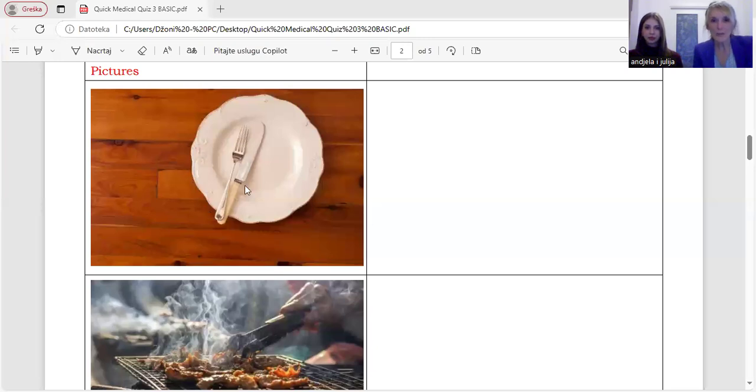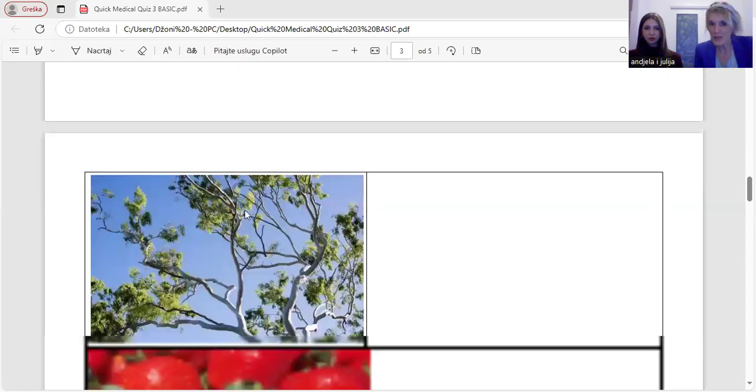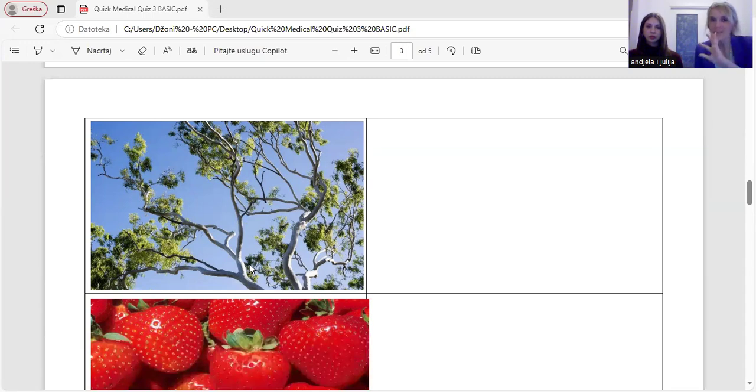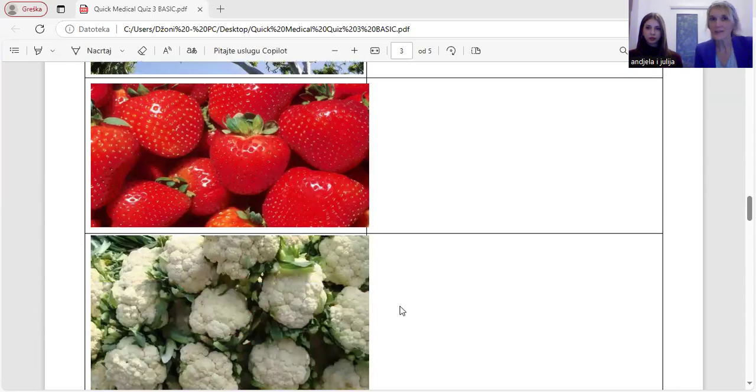On the first picture, we have some white dinner plates. Then we have some barbecue, or Korean barbecue. And then we have some branches, and here the emphasis will be on branches of the verb. So please listen to the verb and try to match diseases or symptoms that I talk about. And then we have some strawberries and some cauliflower. So hopefully it won't be too hard.